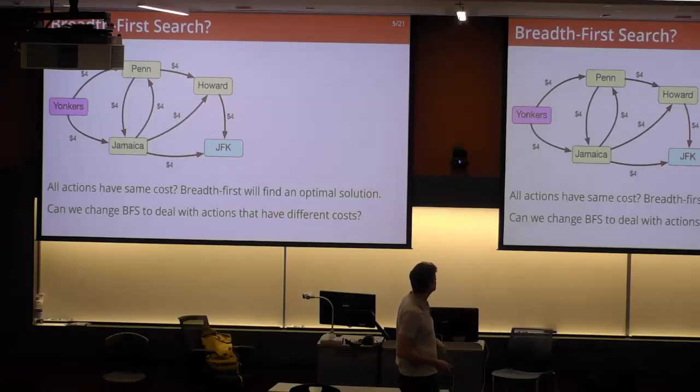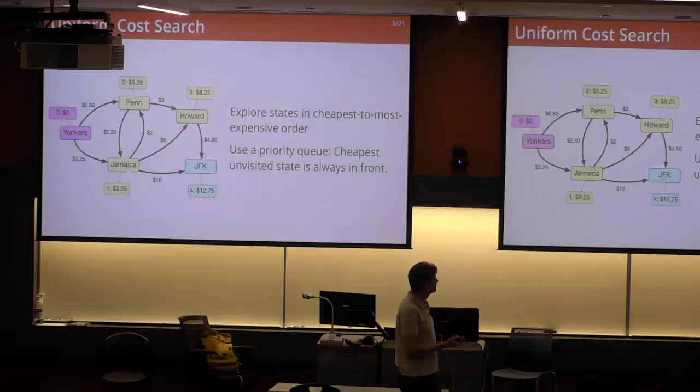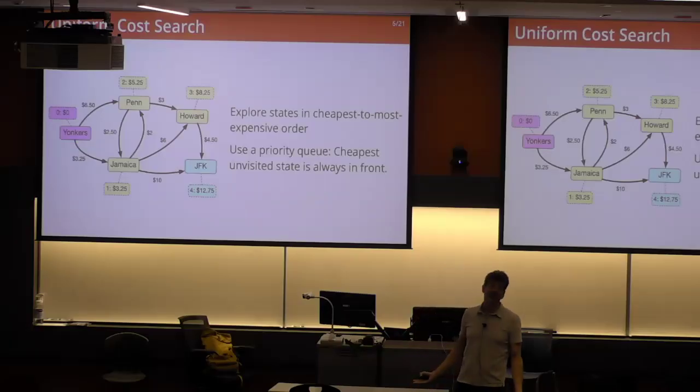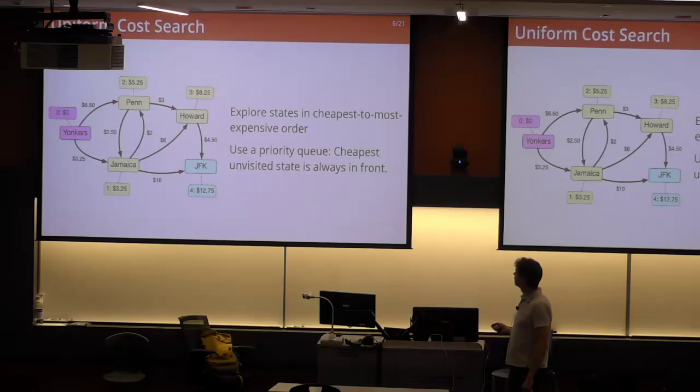How can we extend the idea of breadth first search to deal with actions that have different costs, edges that have different costs associated with them? And that's uniform cost search, UCS. This is very similar to Dijkstra's algorithm. I'll spell out the differences when we get to the end. But the idea is that we're going to use a priority queue, and so we're always going to keep the cheapest unvisited state at the front.